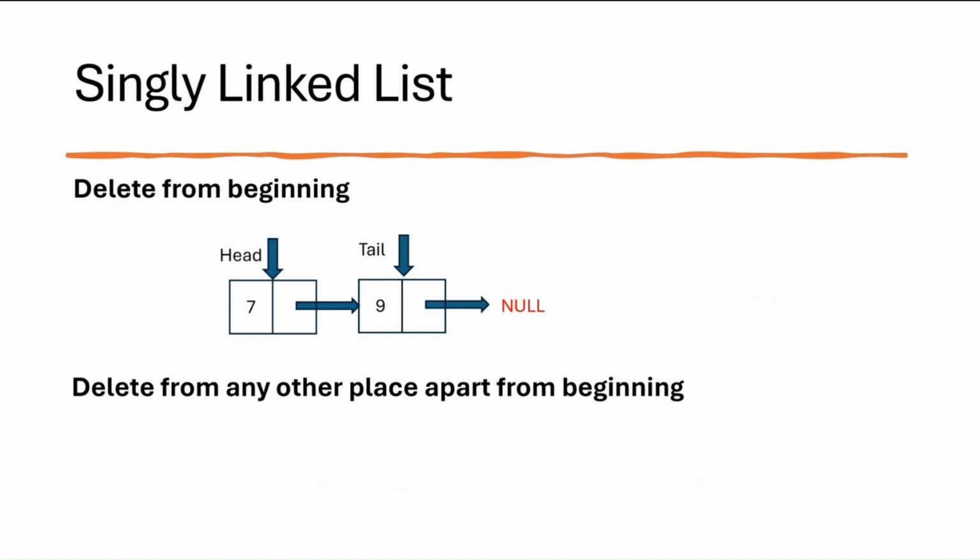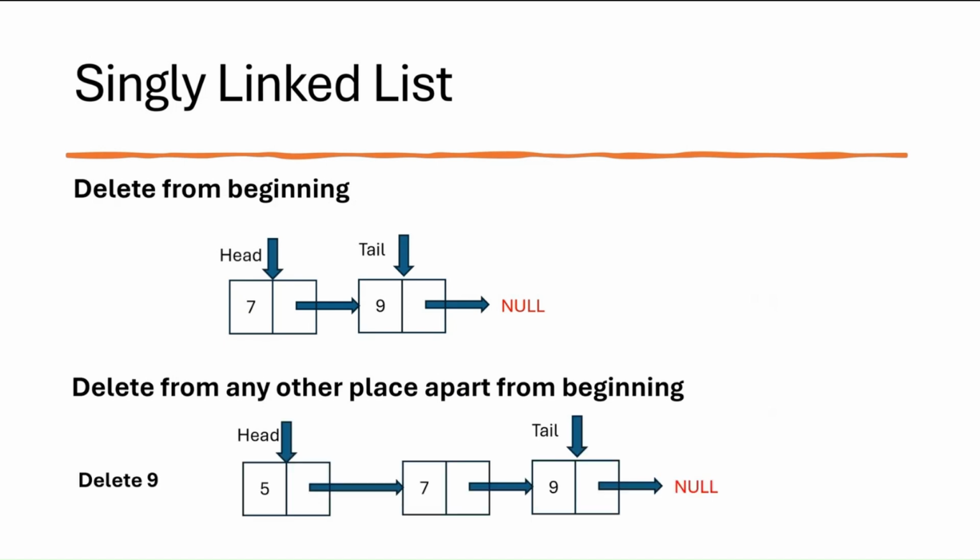Delete from any other place apart from beginning. Delete 9. So let's say if we delete 9 here, you can see that we have to traverse till one node before 9, and once we traverse, then we just need to delete this. How? So next of 7 will now point to null, and this node will be freed, and tail will come to 7 now, right?